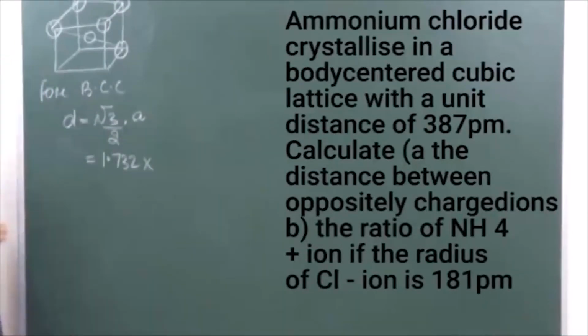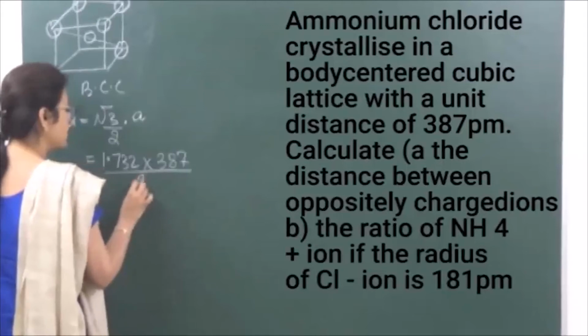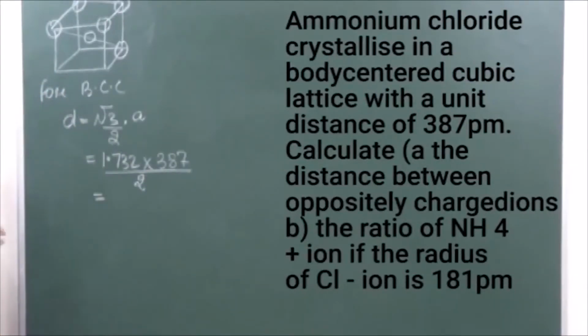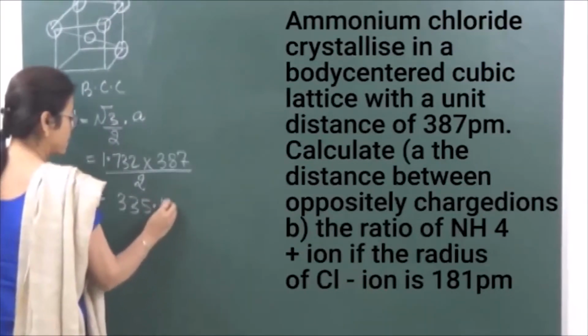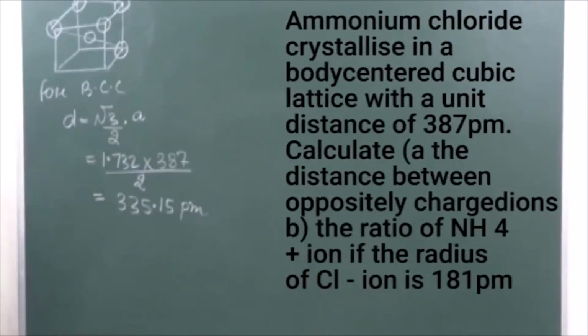And how much is A given to us? A given to us is 387. 1.732 into 387 divided by 2. After solving, we get 335.15. Now this is the nearest neighbor distance between two ions.